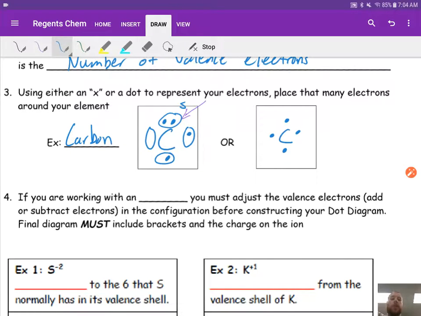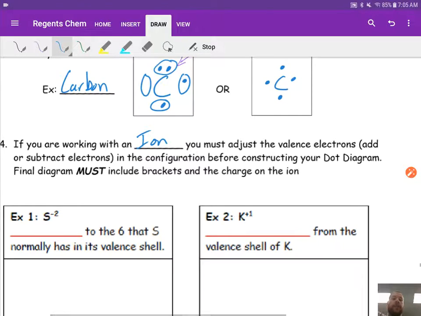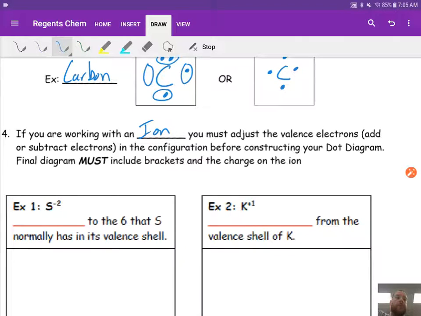Now, if we're working with an ion, think back to yourself: what is an ion? It's got a charge, it's got a different number of electrons than it normally has, either gained or lost them. We have to adjust the number of valence electrons, either add or subtract, in the configuration before constructing our dot diagram. The final diagram must include brackets and a charge, because it's an ion. If it doesn't have a charge, then it's not an ion, and your structure will be incorrect.